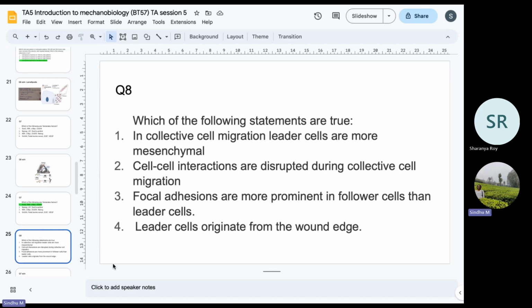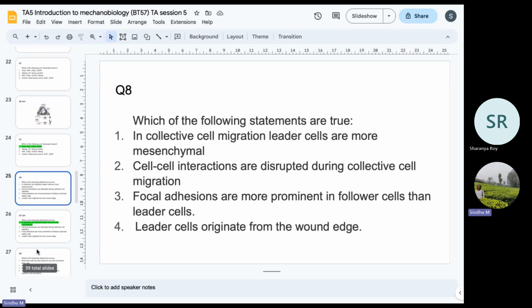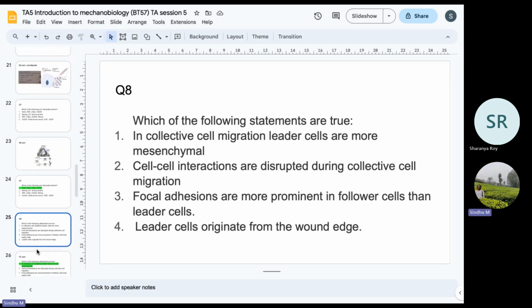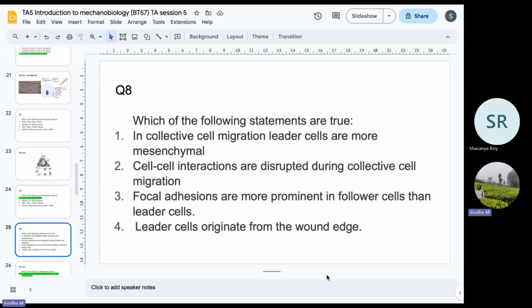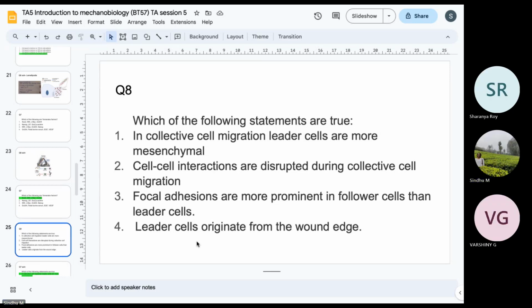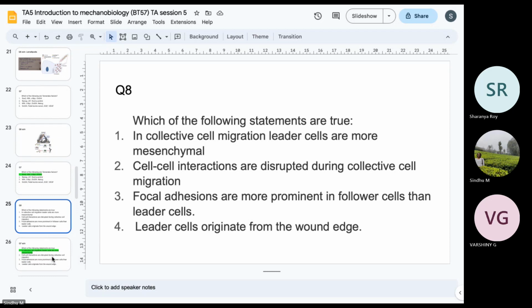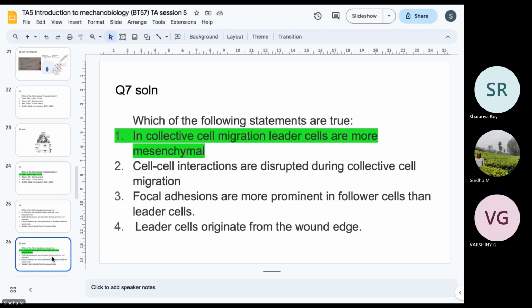And option D is not correct because leader cells, when the wound has been formed, at that time the leader cell may be like 2 to 3 cells inside, and then from the inside they will go to the outside and then they will become the leader cell. So the correct answer to this is option D. Sorry, option D is wrong. Yeah, the correct answer to this is option A. Is it clear?